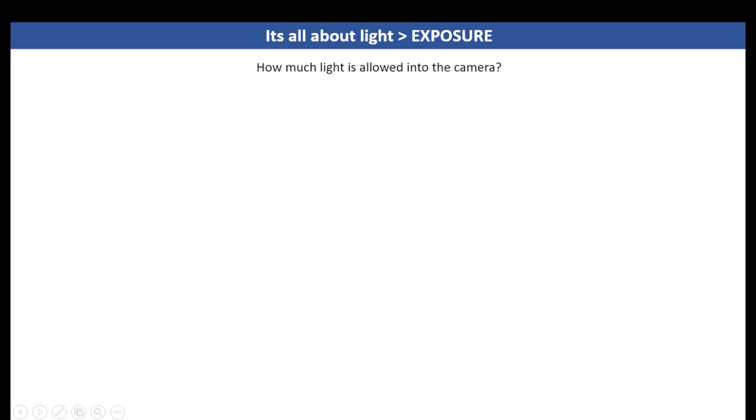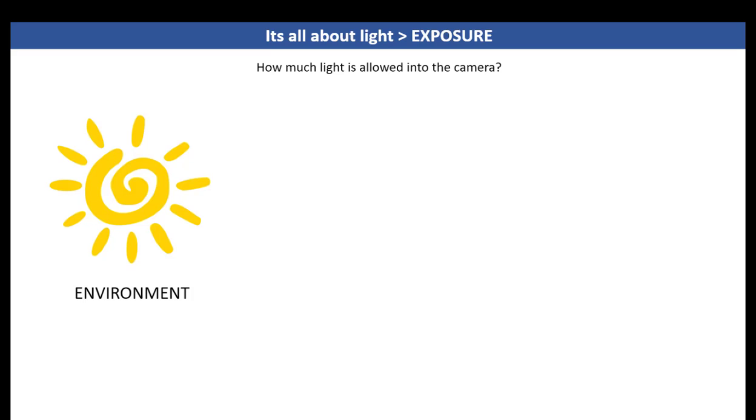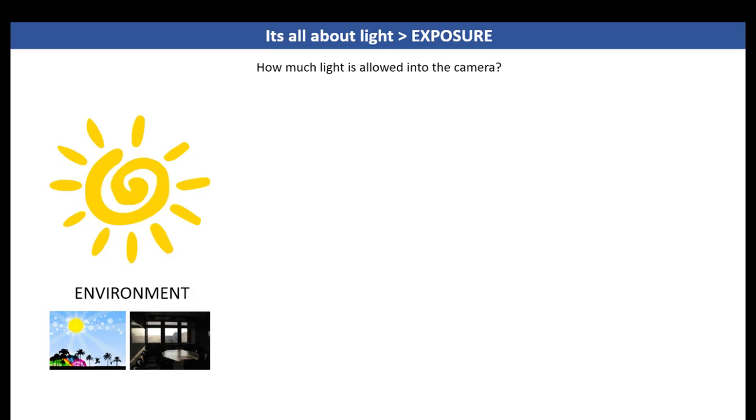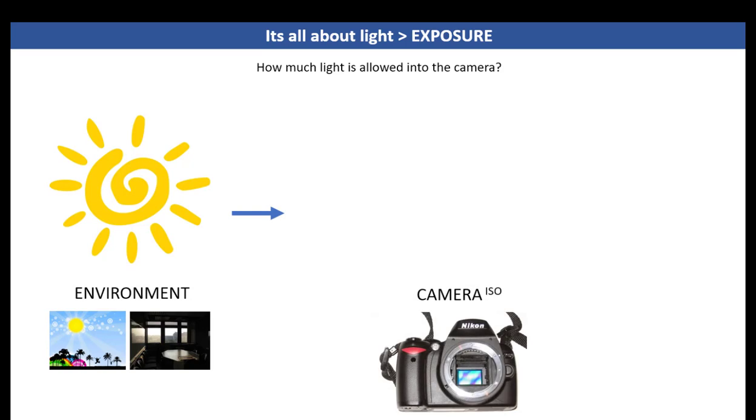How much light is allowed into the camera? That's determined by the light in your environment. You either have light from a sunny day, or there might be low light in a dark office room. The light from your environment will determine your camera's ISO settings.